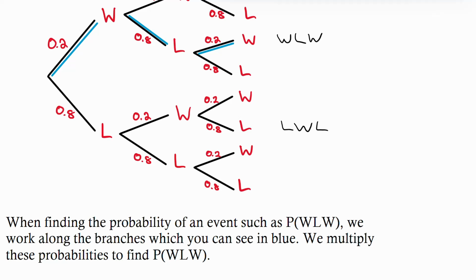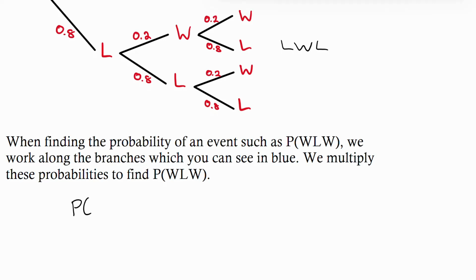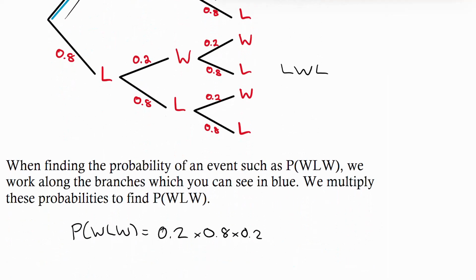When I'm trying to find the probability of that win, loss, win one, all you're doing is multiplying the probabilities on each of the branches until you get to the end. So in our case, that's going to be 0.2 times 0.8 times 0.2, because those are the probabilities on the blue line. Up here, down here, and then back up here. You just chuck that in the calculator and you end up with 0.032. So that's the probability of getting win, loss, win.